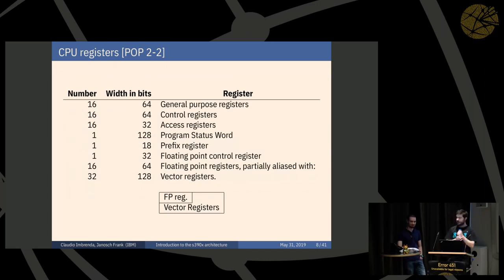So, registers. We have 16 general purpose registers. We have 16 control registers. We have 16 access registers. We will talk about the access registers later. We have one program status word, which we will discuss later. One prefix register, which is 18 bits. We will discuss this later. Floating point control register, we will not discuss this, but it is a control register where you can choose the rounding mode of the floating point operations and that kind of stuff. It's not really important. 16 floating point registers, which are partially aliased with the 32 vector registers. And this drawing shows how the aliasing is performed. So the first 16 vector registers are aliased to the floating point registers, which is an interesting choice.